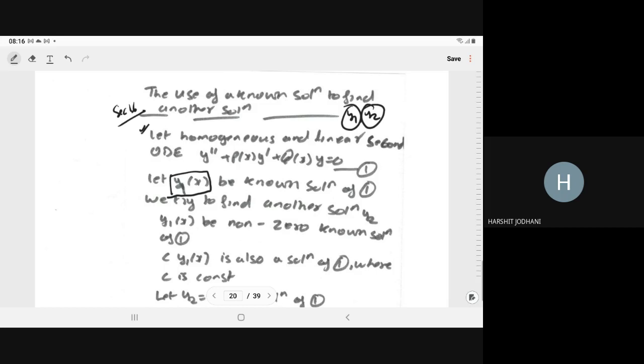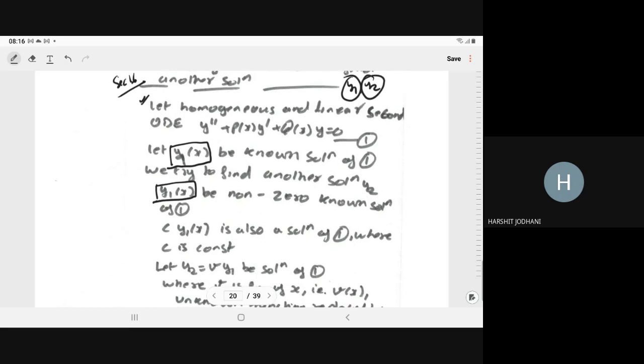So we try to determine another solution y2. y1 should be the non-zero known solution, because we are always interested in the non-trivial solution. The trivial solution is always true, right? We are interested only in the non-trivial solution. So we assume that y1 is the non-zero solution.